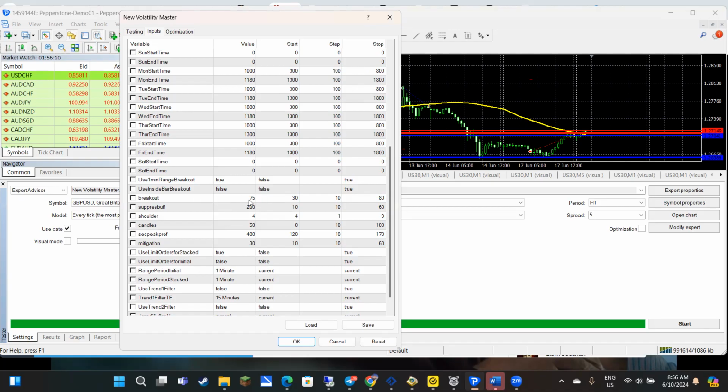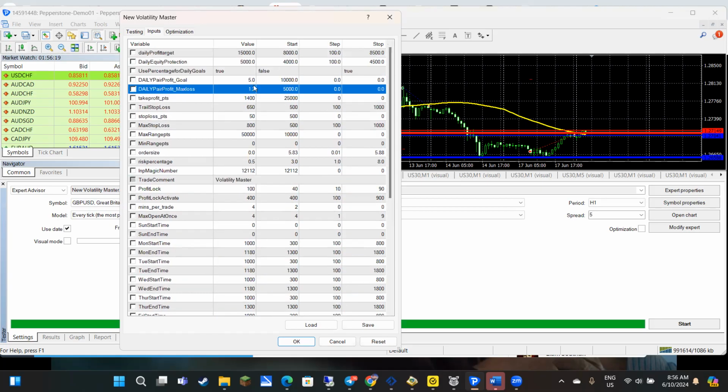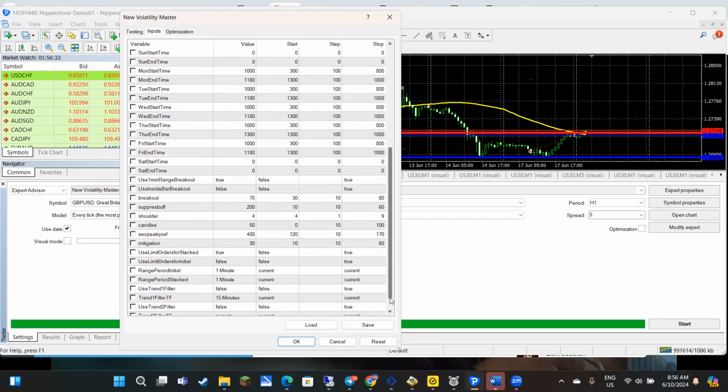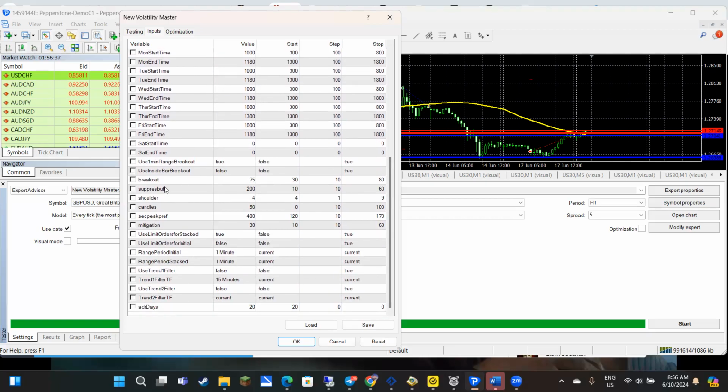These particular settings, because this is a Pepperstone broker that I'm back testing on, all of the pip distances, all the point distances, the take profit, the trailing stop, the stop loss, the max stop, the ranges, the profit locks, and these settings here, the breakouts, support and resistance buffer, second peak preference and mitigation. These settings are all in points. So depending on your broker, they may need to be adjusted. Some brokers will require, like Pepperstone, I have it on 750. The default settings are 750, which suits most brokers.